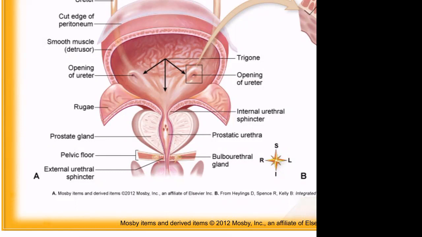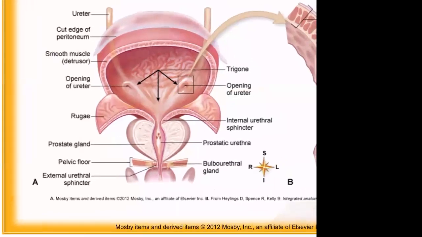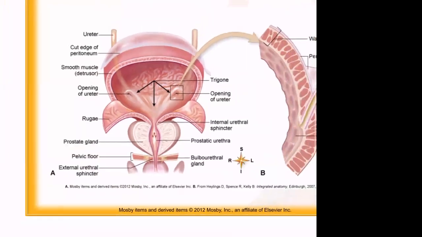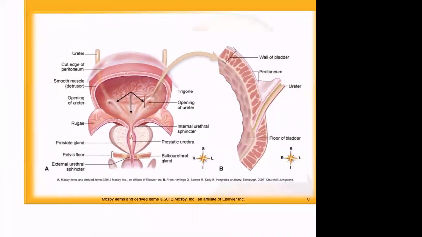So that is the basis of the urinary bladder. It's pretty simple. Again, it has those stretch receptors that are going to say, okay, we've stretched far enough. Now it's time for that muscle to contract and push the urine out.